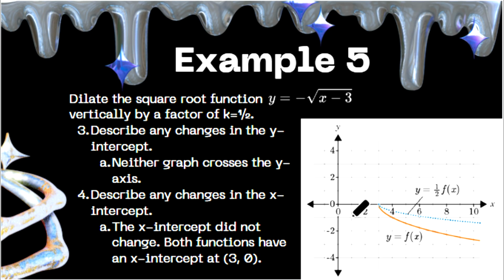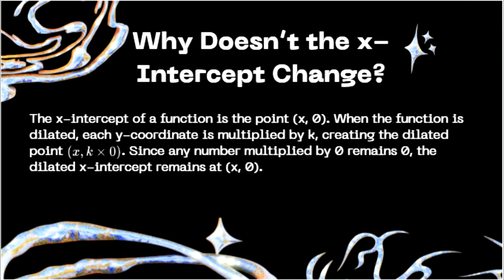So this is what the graph looks like. The original is orange. The new one is blue. Okay? So the y-intercept, there is no y-intercept, so it's irrelevant. And the x-intercept did not change. Why doesn't the x-intercept change? The x-intercept of a function is the point x, 0. When the function is dilated, each y-coordinate is multiplied by k, creating the dilated point x, k times 0. Since any number multiplied by 0 remains 0, the dilated x-intercept remains at x, 0. So the x-intercept is never going to change. Doesn't matter. You don't have to graph it. If the question is, what happens to the x-intercept?